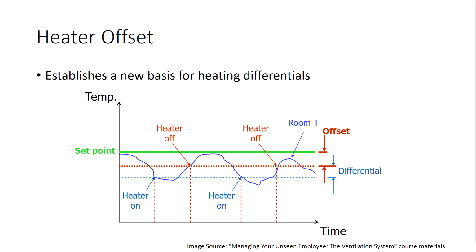Again, there is often some lag in the room conditions, but the room temperature eventually reacts to the heater and starts to climb. After the room temperature increases above the set point, minus that offset, the heater turns off and will not turn back on again until the temperature once again drops below the differential.